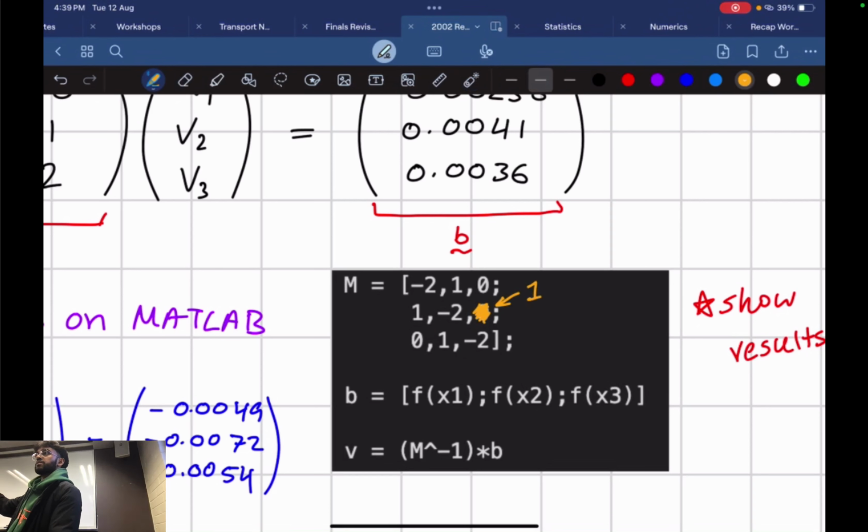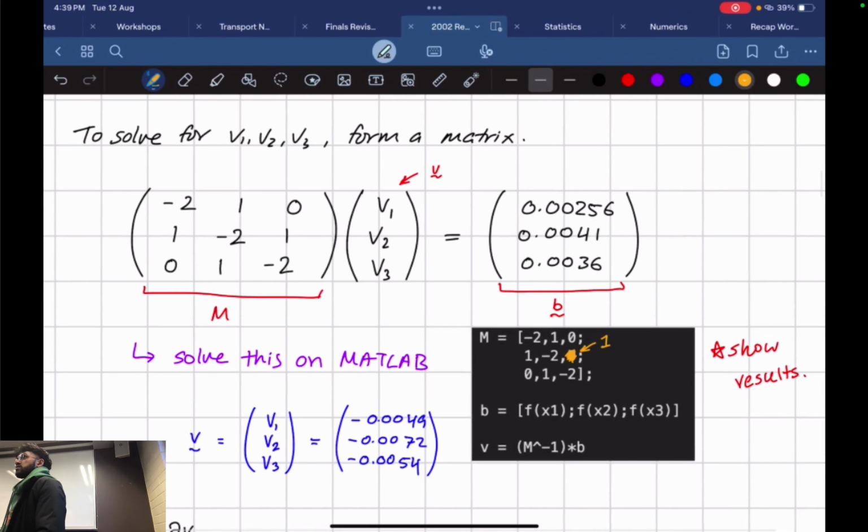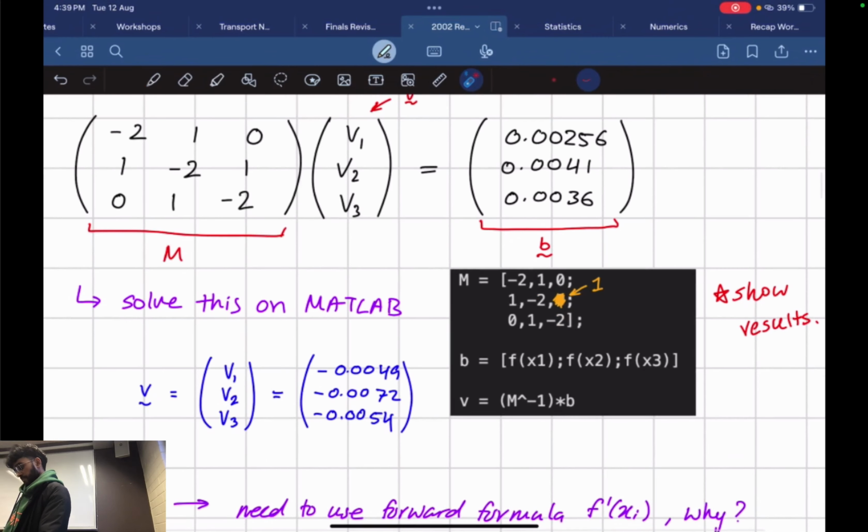I mistyped it. It should be 1. Okay. Yeah, so no, hold on. I'm trying to explain it. So the first row is when you sub in 1.